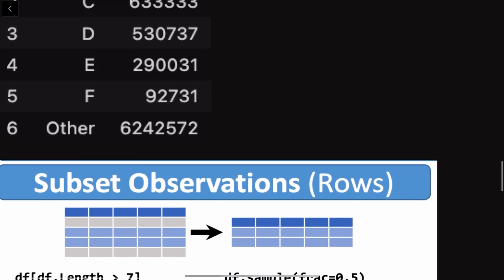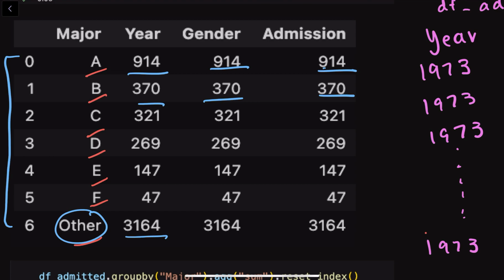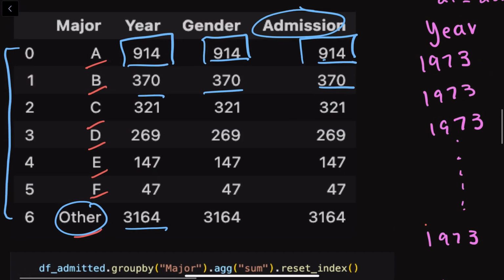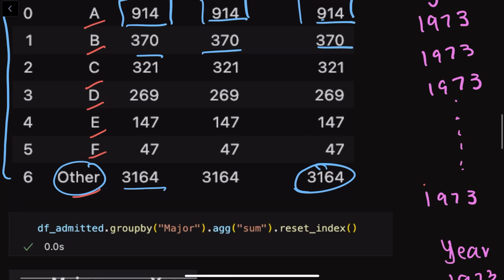And then if you actually look at the data frame, since we're counting the number of rows with the major A, all of our columns are actually going to have the same values. But for intuition purposes, since we're trying to figure out which major accepted the most people and that acceptance is stored in our admission column, I'm going to make value equal admission. But you can honestly make it any column you want. So just to recap, we want to find the n, or in this case 1, largest value from the admission column, which would be this one right here, 3,164.